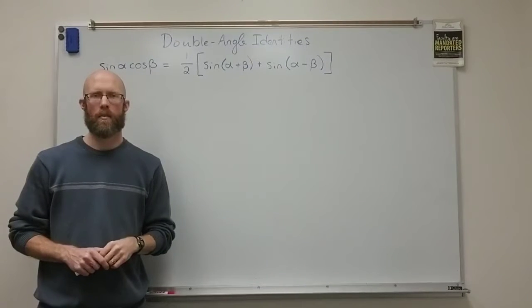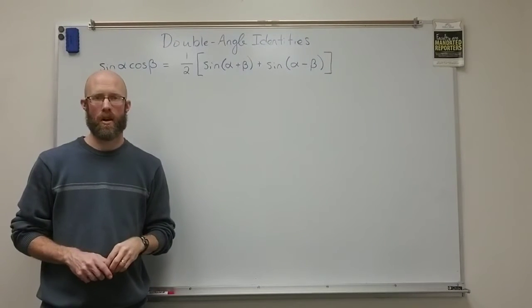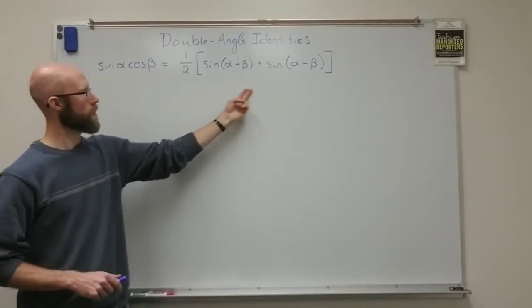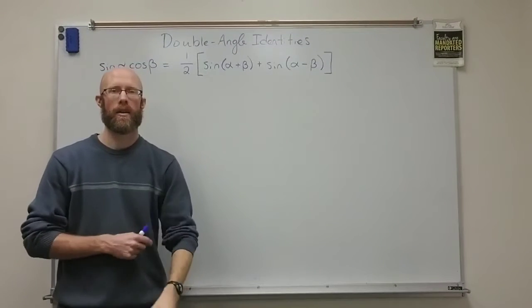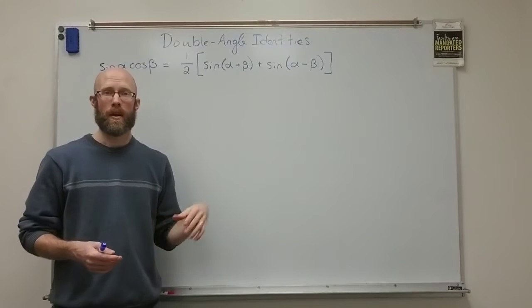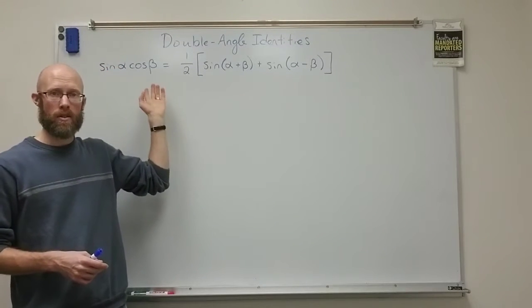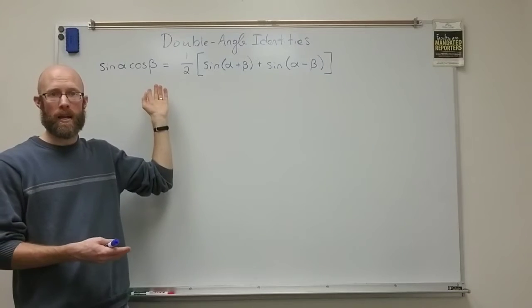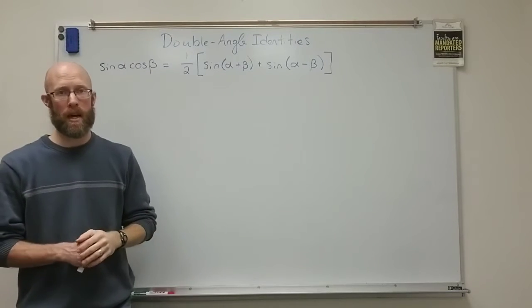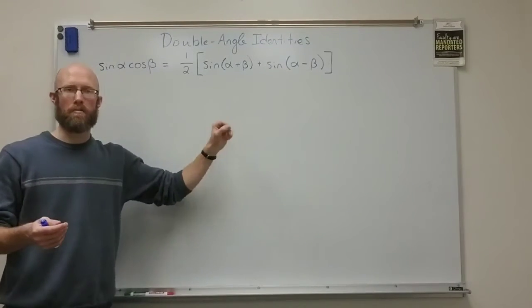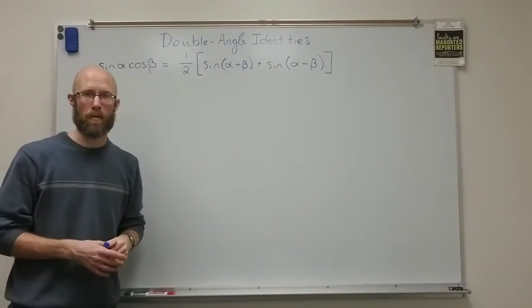So we've just established the product to sum identities, all right? This is one of them. A product becomes a sum, and there were 4 of them. This is one of them. I changed the variables for the angles from A and B to alpha and beta, the Greek letters, because I want to establish A and B separately here in a moment.